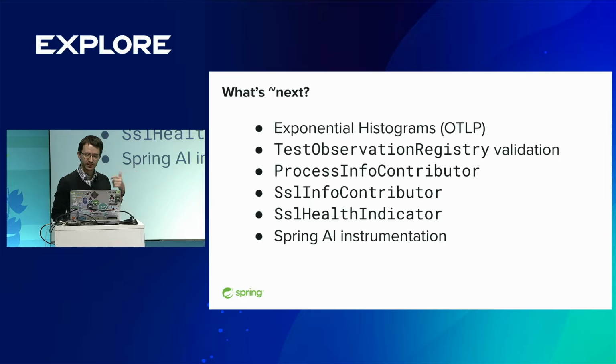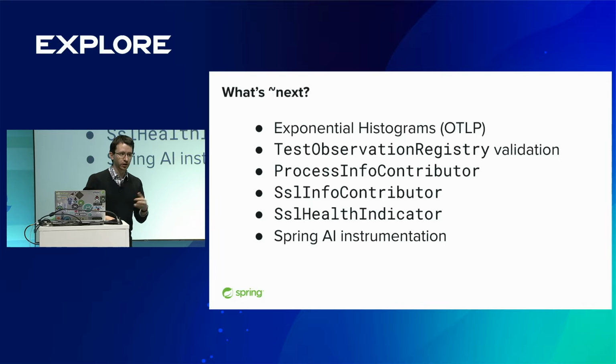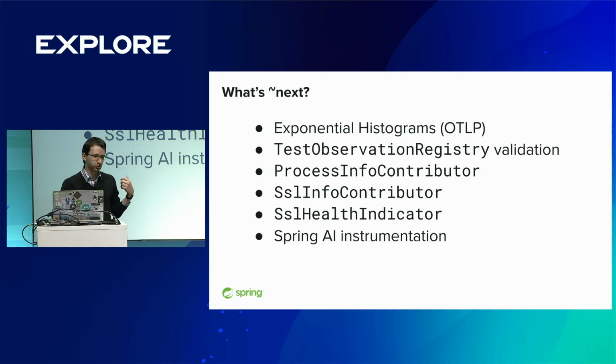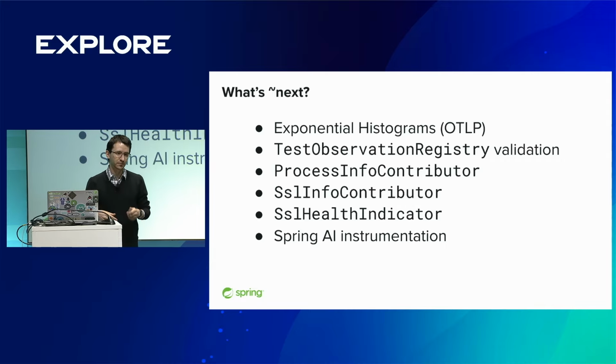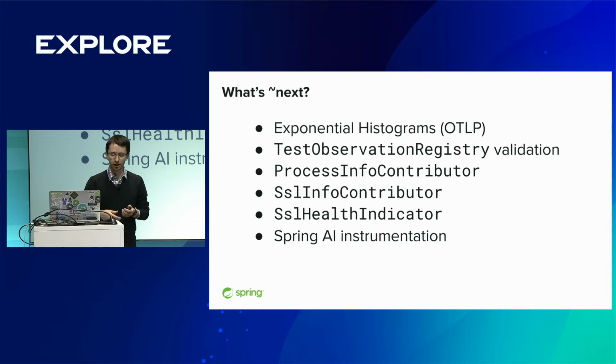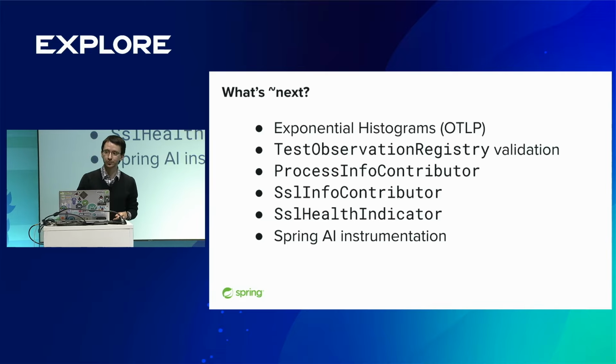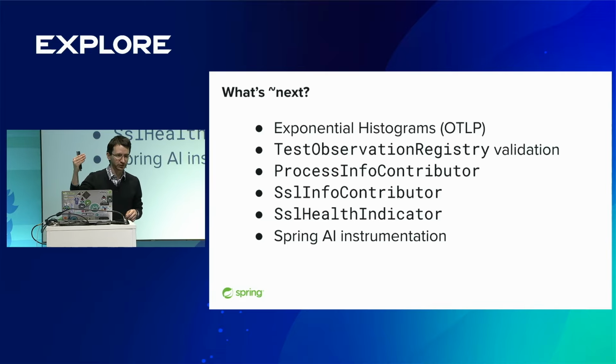If you are using the test observation registry, which is for testing your instrumentation, it now has additional validation capabilities. If you are doing something wrong with the API, if you are misusing it, it will throw an exception at you, but only for tests, not in production. For example, if you stop an observation without starting it, it will tell you.